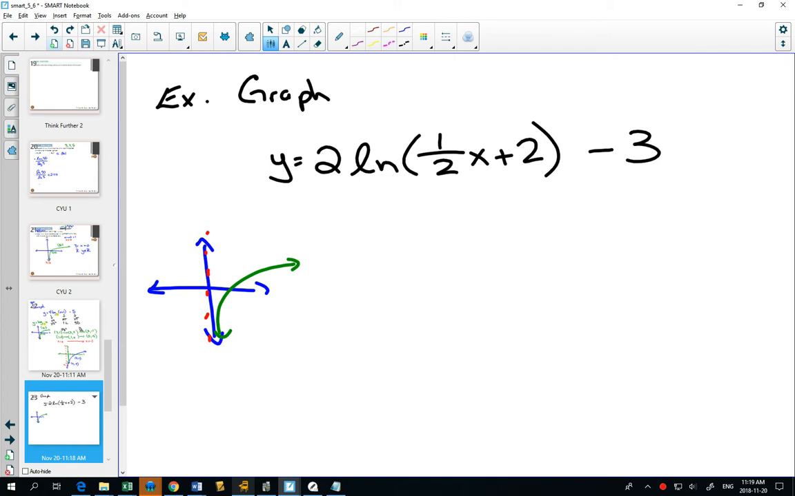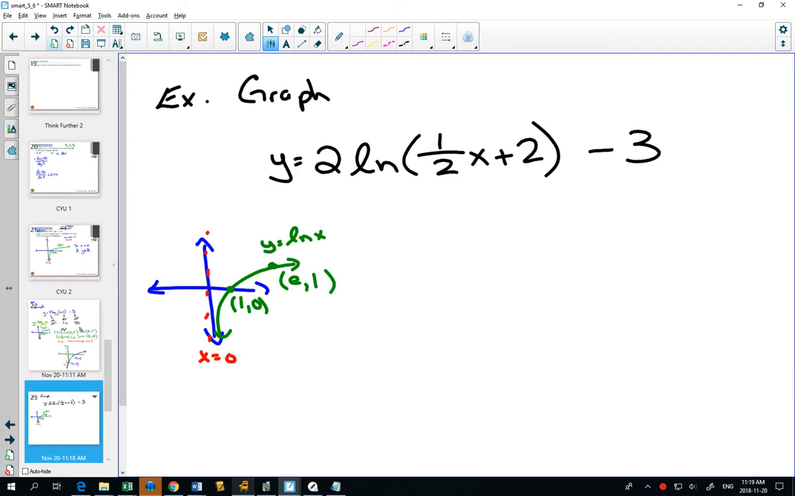The parent graph would be the natural log of x. And it's going to have the point 1, 0, just like every log graph. And it's going to have the point e, 1. It still has an asymptote at x equals 0.